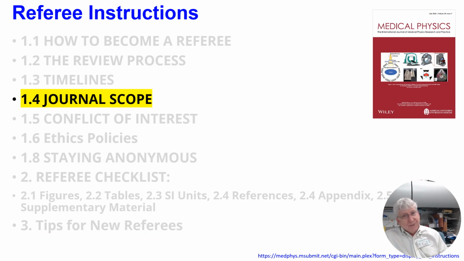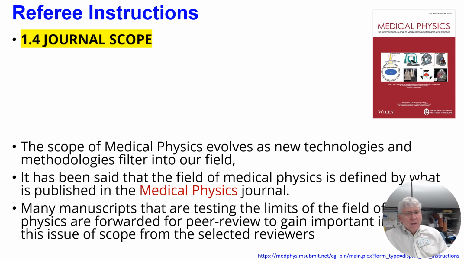Journal scope. This is important. The scope of medical physics evolves as new technologies and methodologies filter into our field. It has been said that the field of medical physics is actually defined by what is published in the journal. Many manuscripts are testing the limits of the field of medical physics, and are forwarded for peer review to gain important insight into the issue of scope from the selected reviewers. So we gradually do expand the scope of our journal, and this is important.